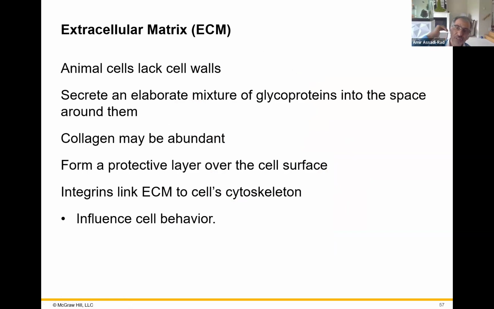Extracellular matrix: the protein molecules that are outside of a cell are called extracellular matrix. Animal cells lack cell wall, but they have extracellular matrix, which is protein molecules. They secrete a matrix of glycoproteins into the space around them, yes. Collagen may be abundant. Collagen is the most abundant protein molecule on planet Earth. Put it this way, it forms a protective layer over the cell surface, and integrin links the extracellular matrix to the cell cytoskeleton. And hopefully a picture will come up, so we'll discuss it. It influences cell behavior as well.